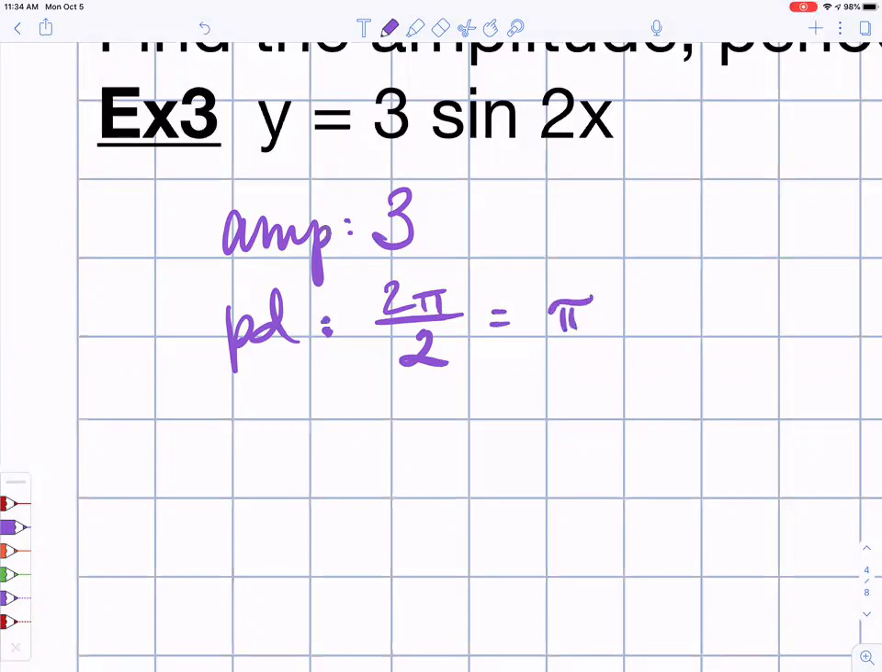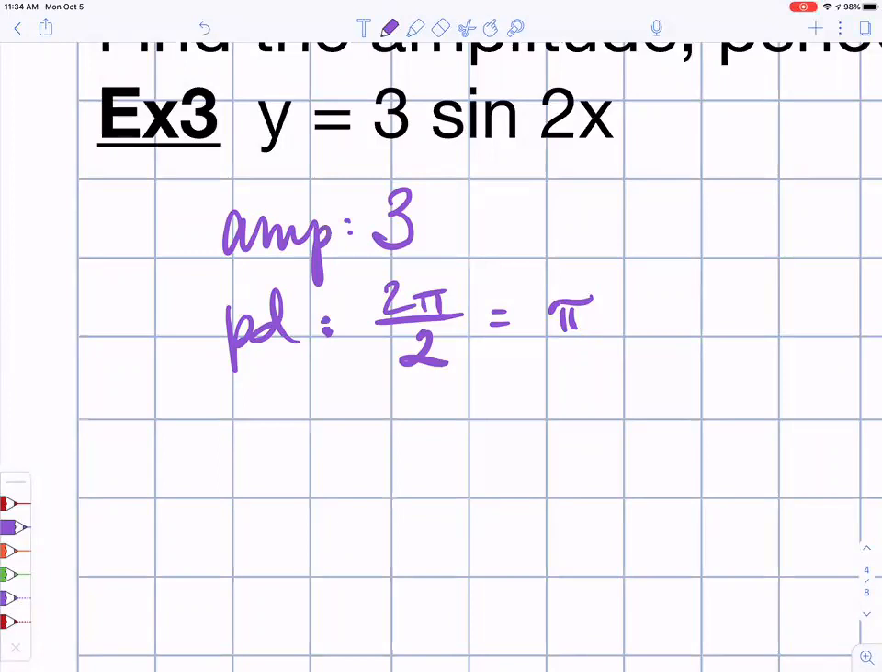All right, period is, what's period again? That's how far it's going to go before it starts repeating itself. Okay, so this is where I'm stretching and shrinking it side to side. What was the ending for the parent graph?